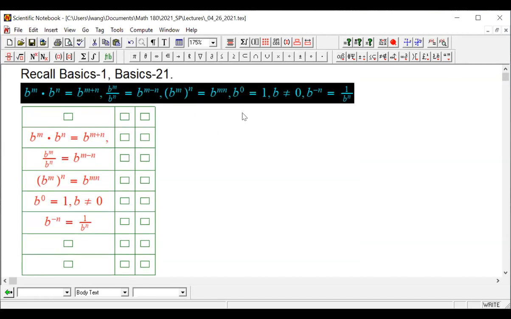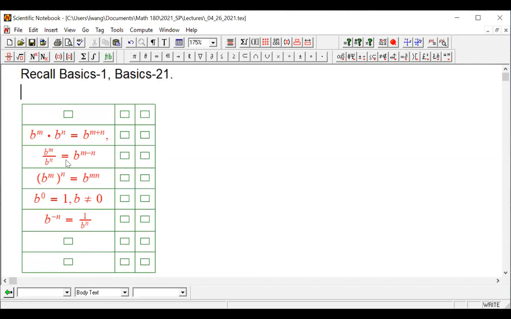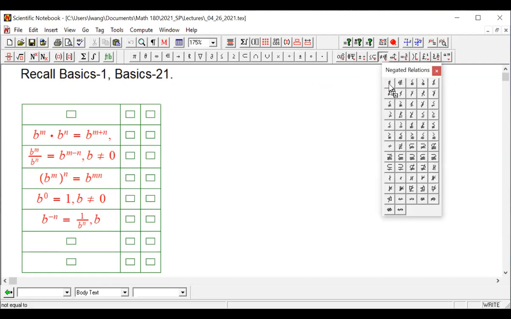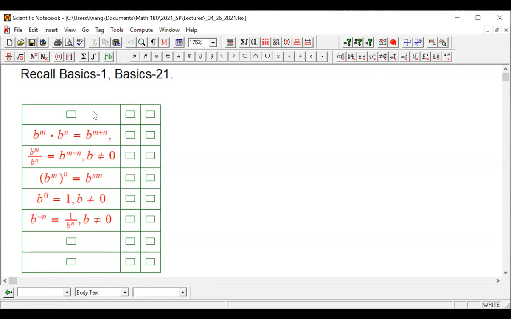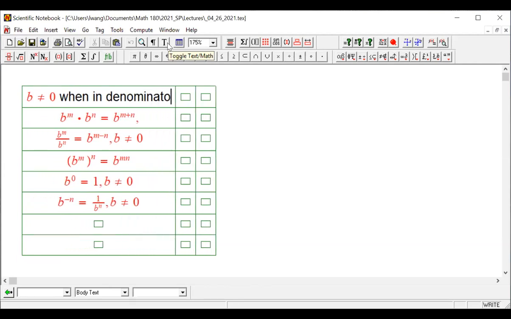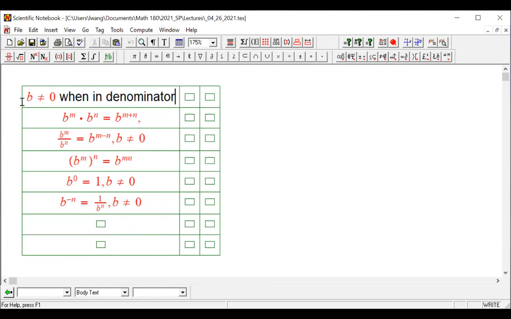These properties, which I put in the column here, have no specific requirement about b, as long as b doesn't make the denominator equal to zero. So in this case, b cannot be zero. For example, b cannot be zero, and in this case too, b cannot be zero as needed. Otherwise, for these b's there's no restriction. However, b cannot be zero when necessary, when in the denominator. So these are the properties we are familiar with.